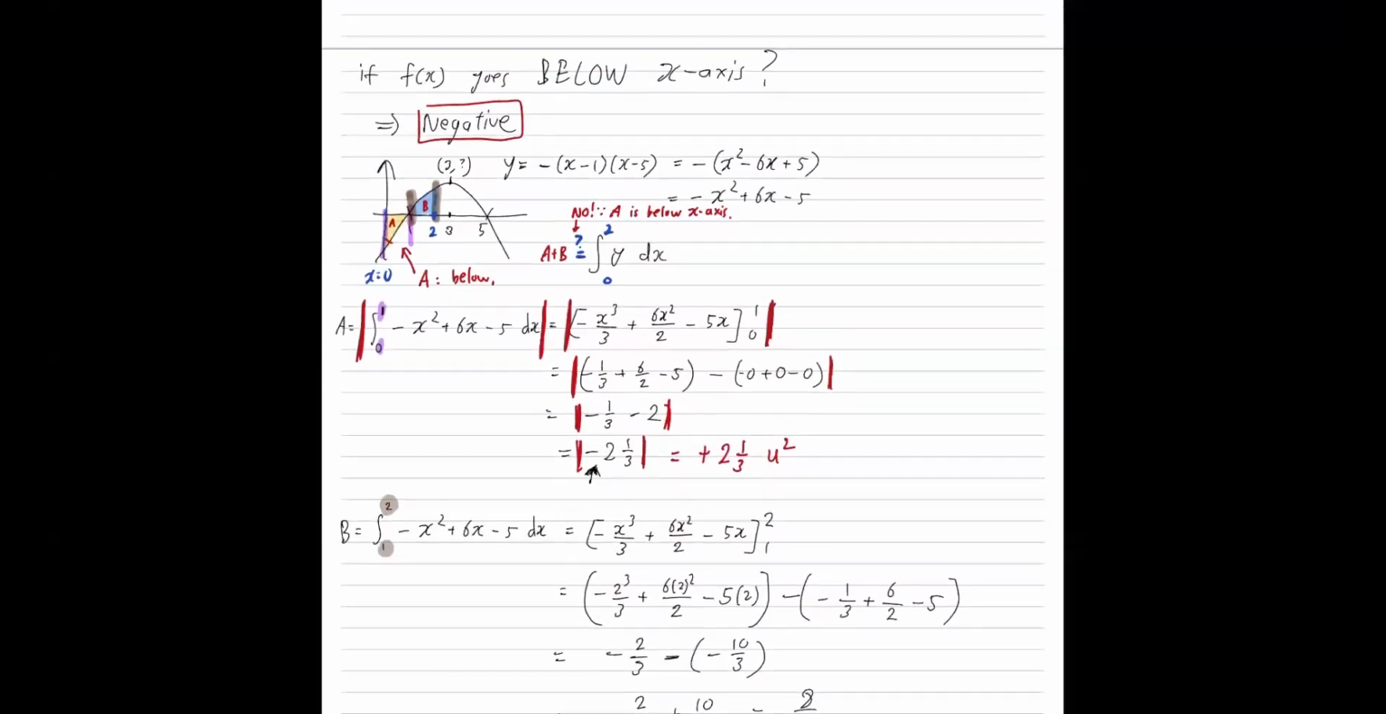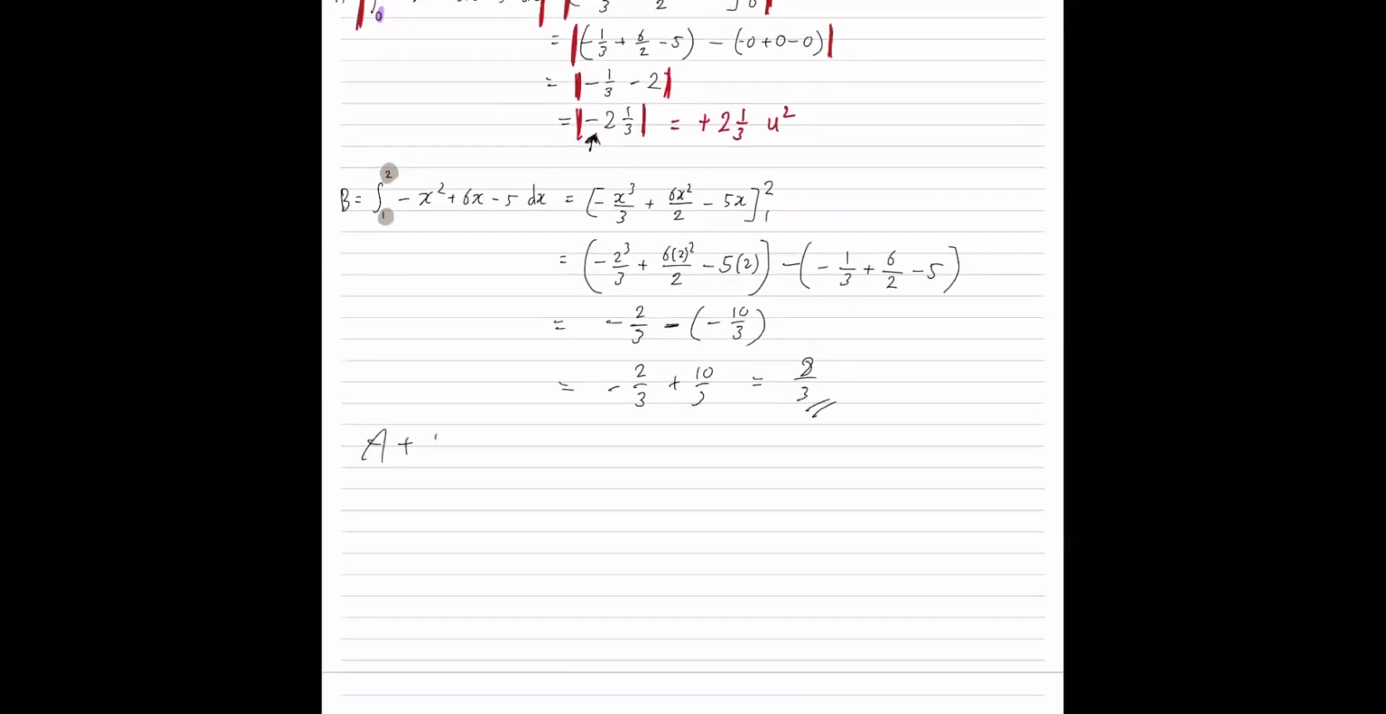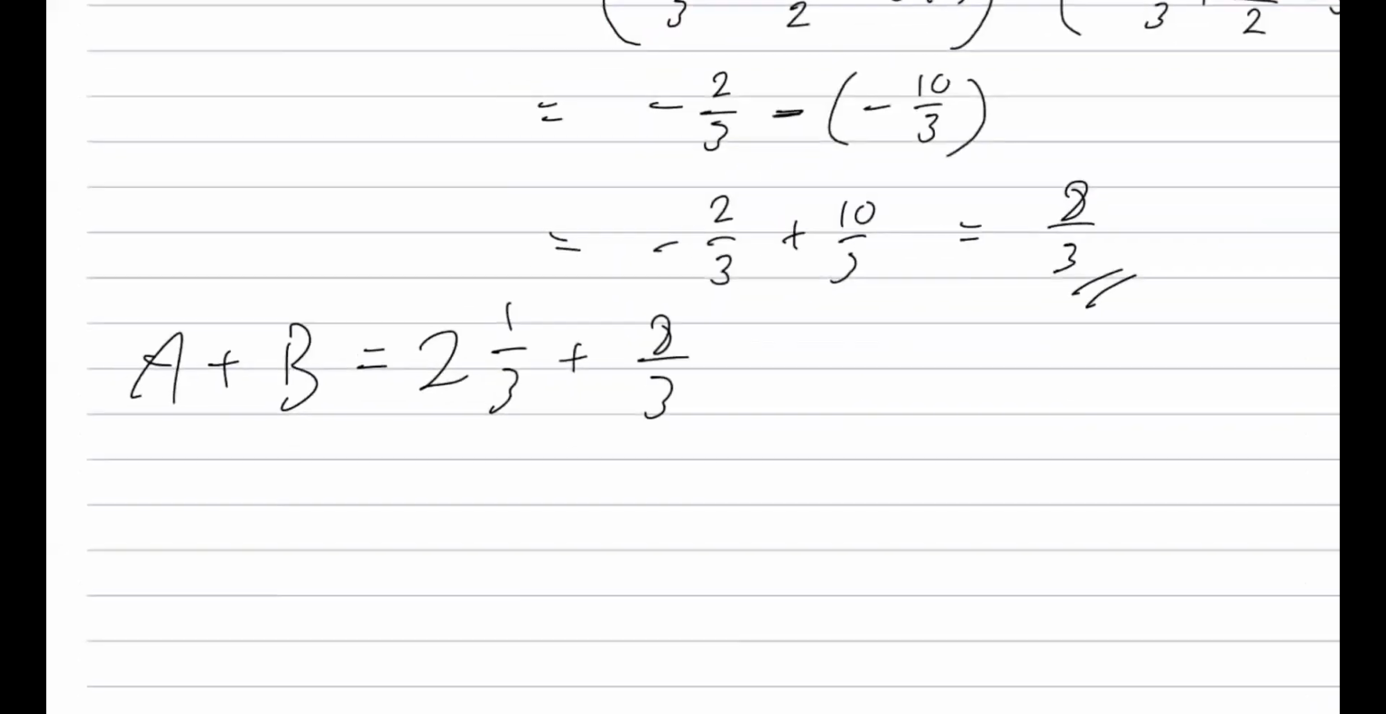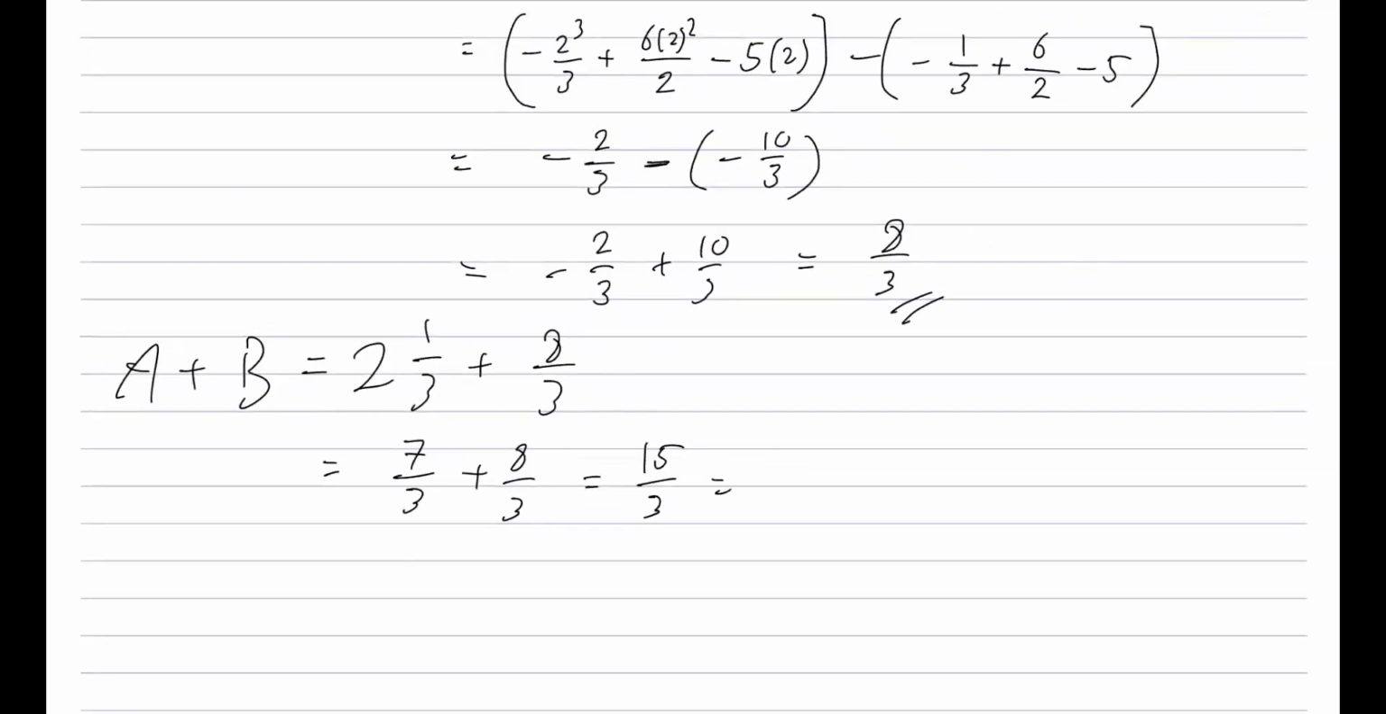But we're not done, because we want total area, so you need to take A plus B, which is equal to 2 1/3 plus 8/3. 2 1/3 is 7/3. 7/3 plus 8/3, 7 plus 8, 15 over 3, which equals 5 units squared. Yay.